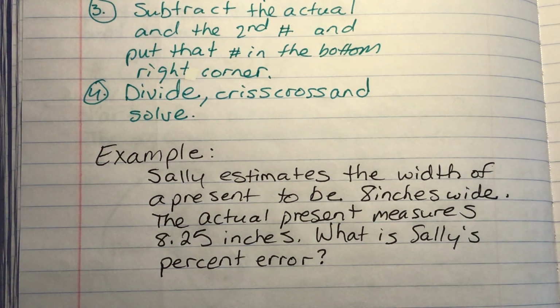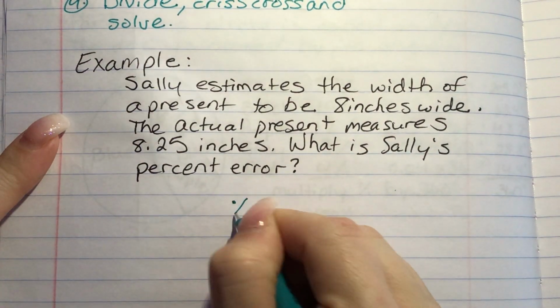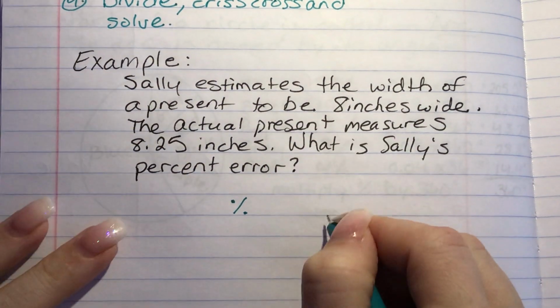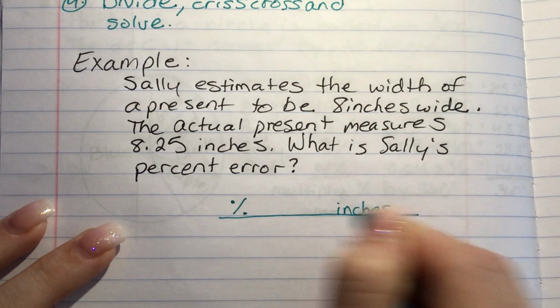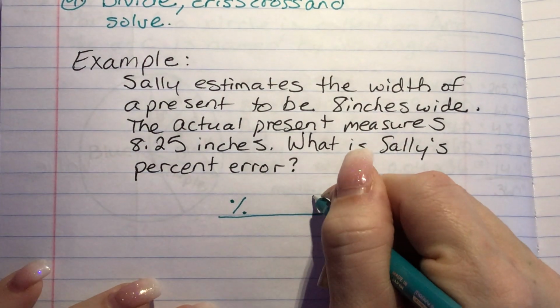So you guys already understand what's going on. We're finding what the difference is between her guess and the real size of the present. Then we take that number and turn it into what the percent of that number is, okay? So first thing we are doing is set up that good old table. So in this situation, we're talking about inches. So when we're doing percent error, it's always percent, and then this side is whatever you're talking about.